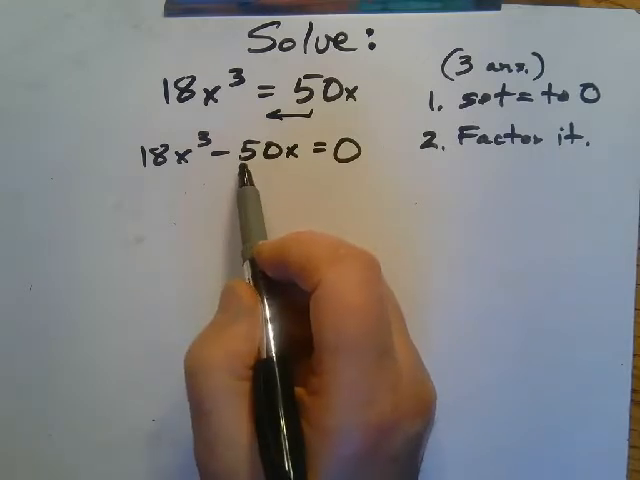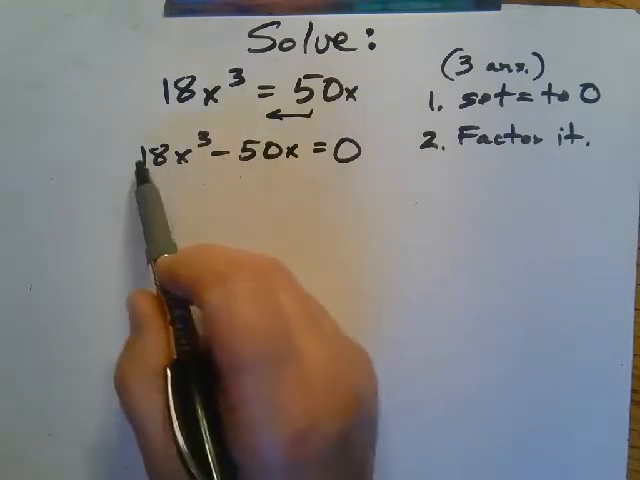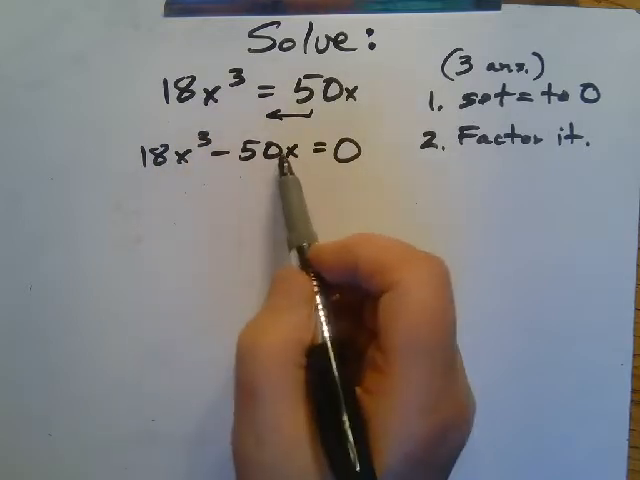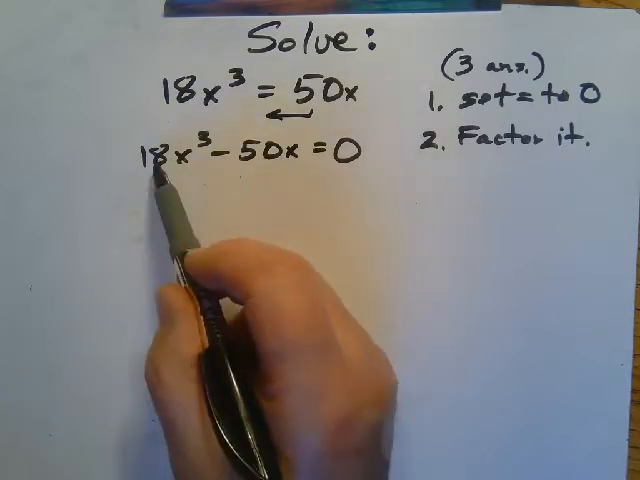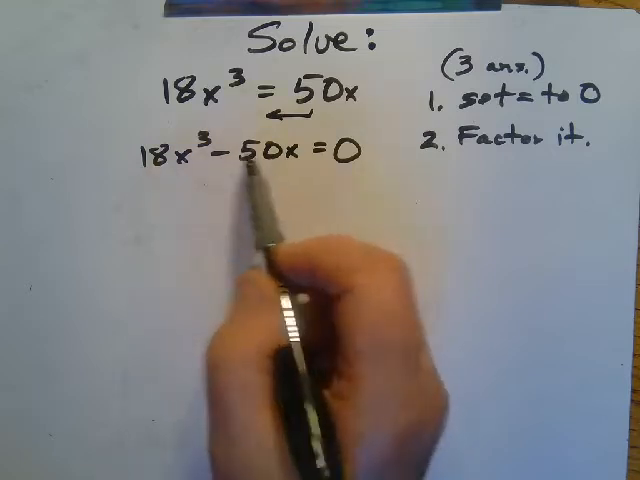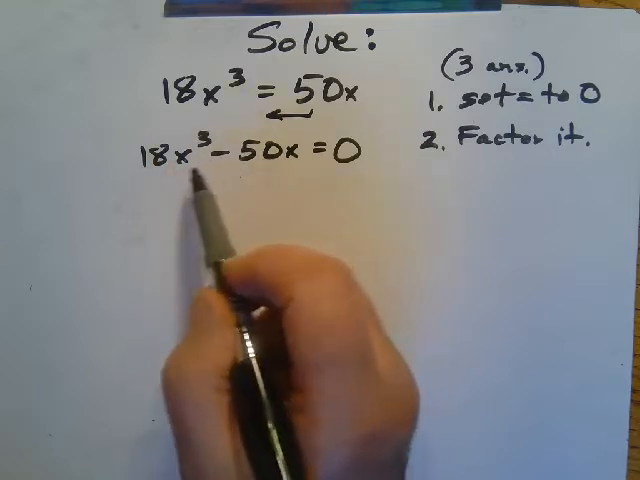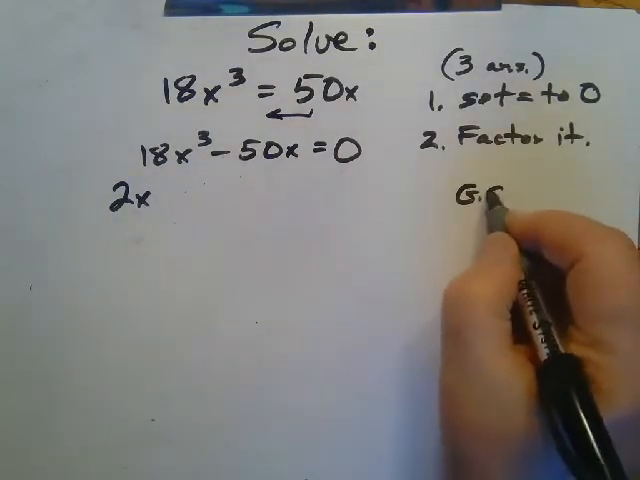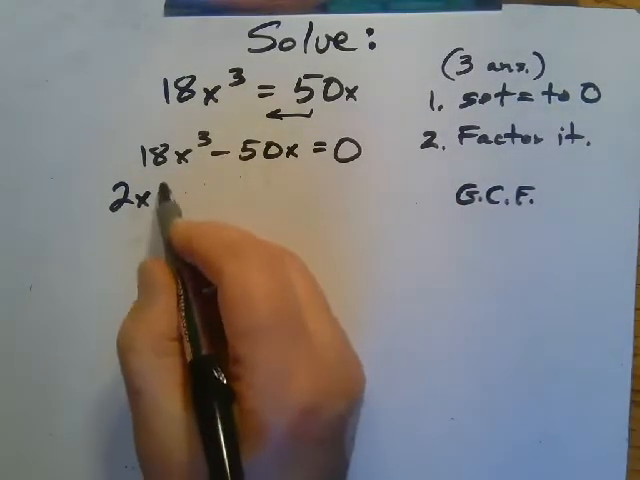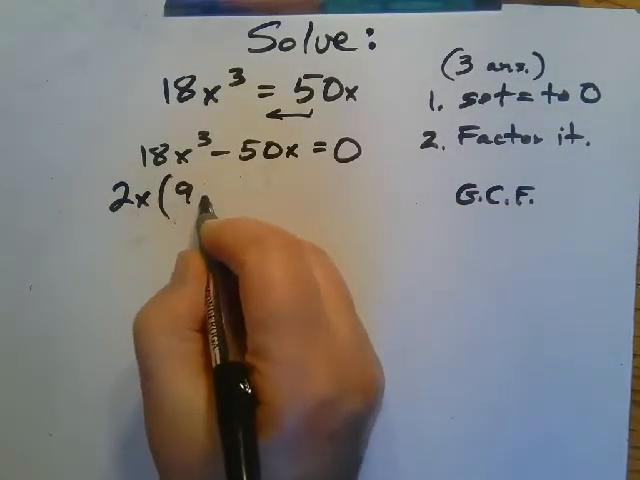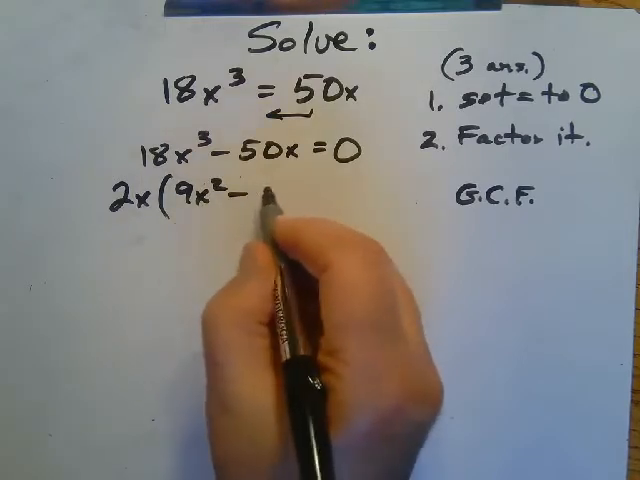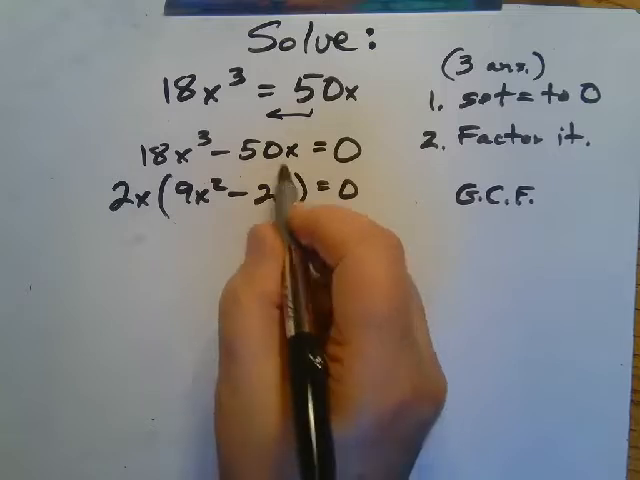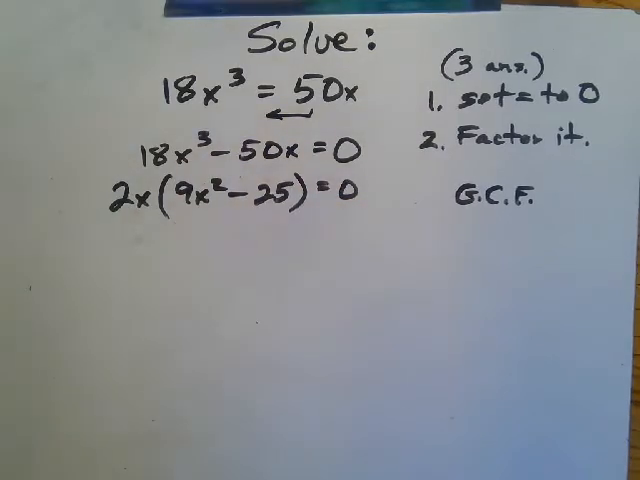Okay, now we're going to factor this. Well, let's start with our toolbox. Step 1 says, can I take something out? Well, there's a 2 in both of these, and there's an x in both of them. 3 won't go into both, 4 won't, 5 won't, 6 won't. So we're going to take out a 2x. We're taking out the greatest common factor here. When we take out 2x, that leaves us with 9x squared minus 25. 2x times negative 25 is negative 50x, so that's right.